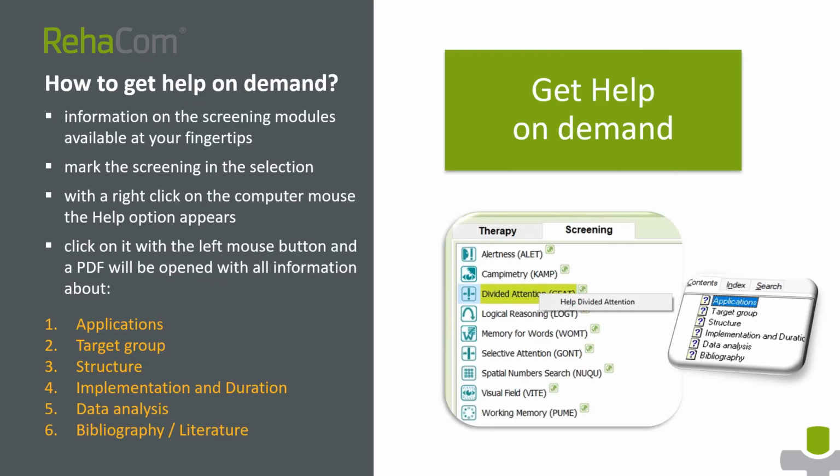Finally, the question of how to get help on demand. Detailed information on the screening modules is available at your fingertips. Mark the screening in the selection. With a right click on the mouse button, the help option appears. Click on it with the left mouse button and a PDF will be opened with all information about applications, target group, structure, implementation, duration, data analysis, and literature.